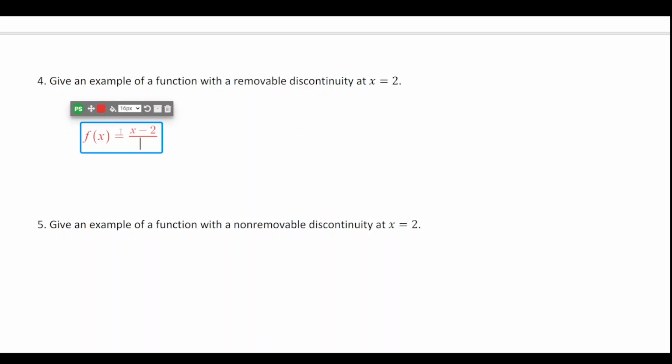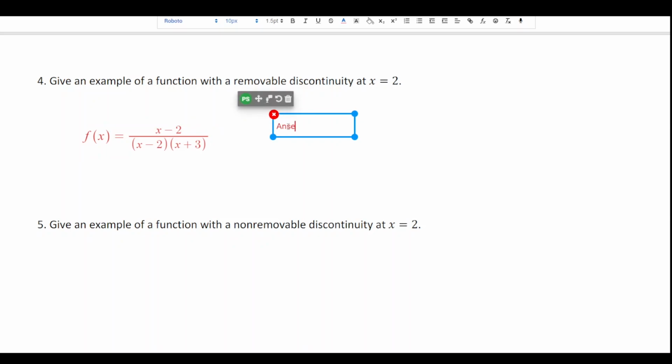So just make sure when we were writing this, and you did this before back in our rational functions unit, where you had to come up with a function if I told you where the hole needed to be or something like that. And so this other factor could be anything. Here's a real simple example, but your answers might vary. The key here is that you do have a hole or a removable discontinuity at x equals 2.